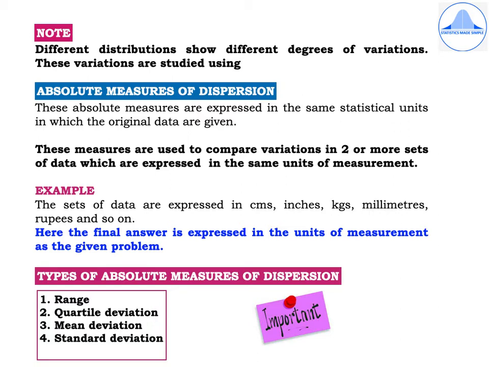Example, the sets of data are expressed in centimeters, inches, kilograms, millimeters, rupees, and so on. Here, the final answer is expressed in the units of measurement of the given problem. The types of absolute measures of dispersion are the range, quartile deviation, mean deviation, and standard deviation.